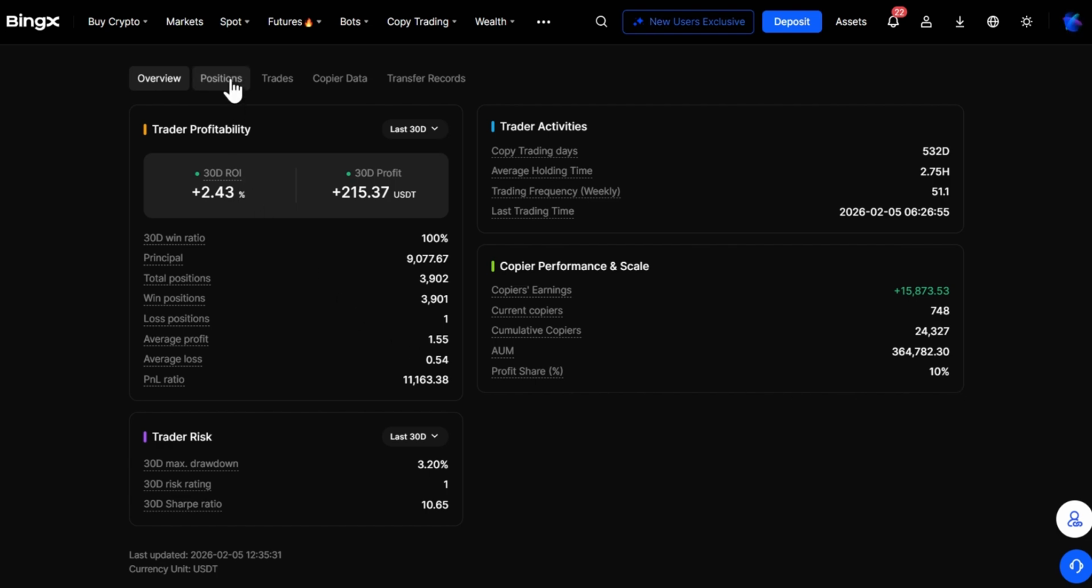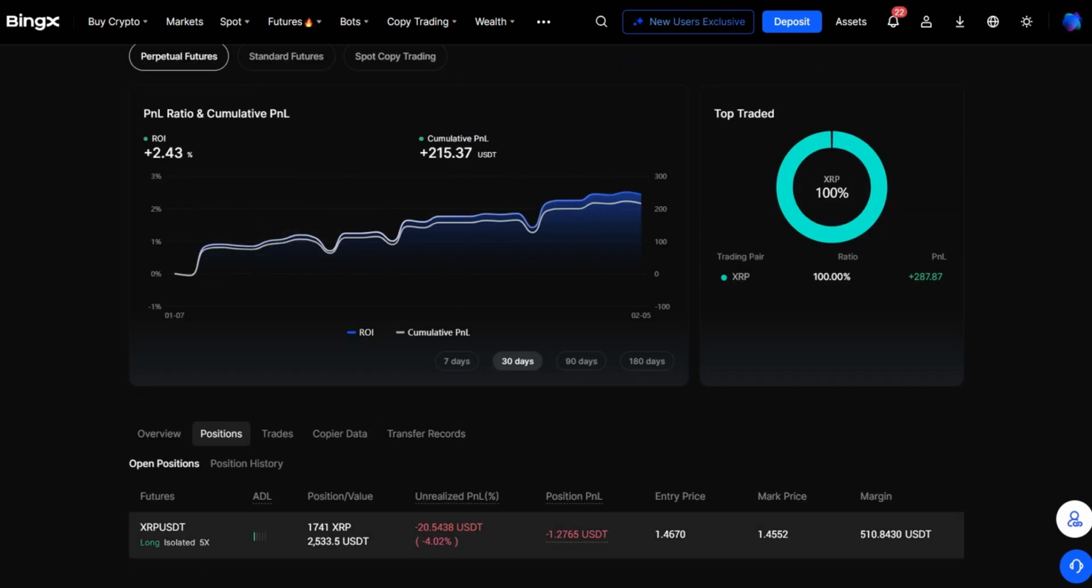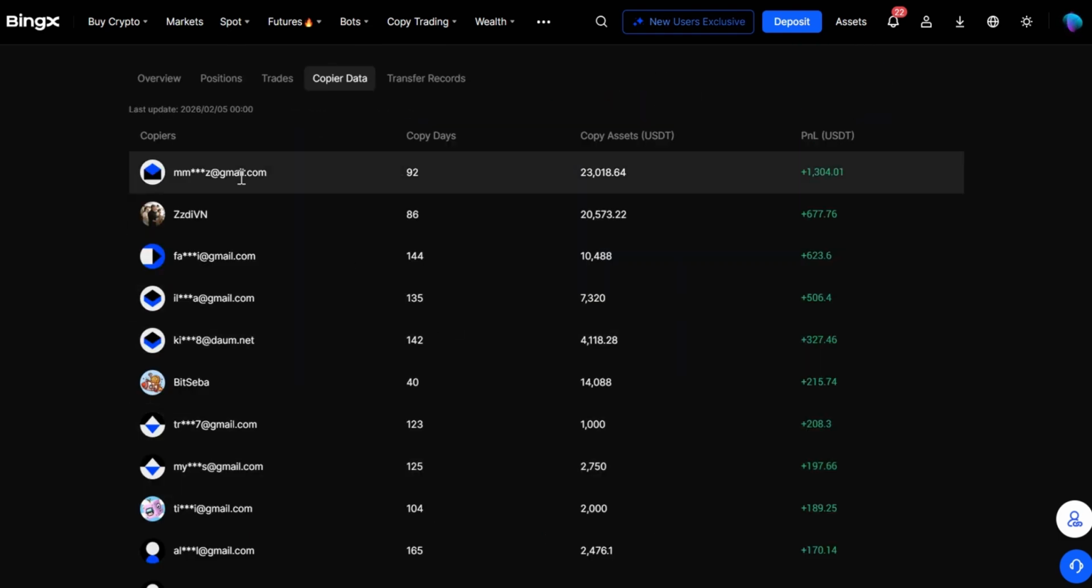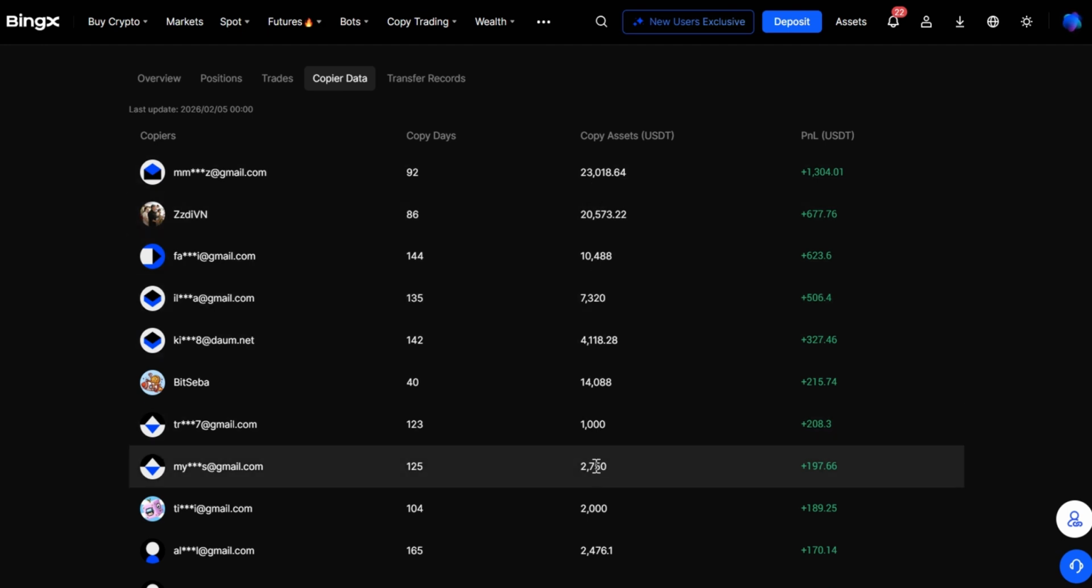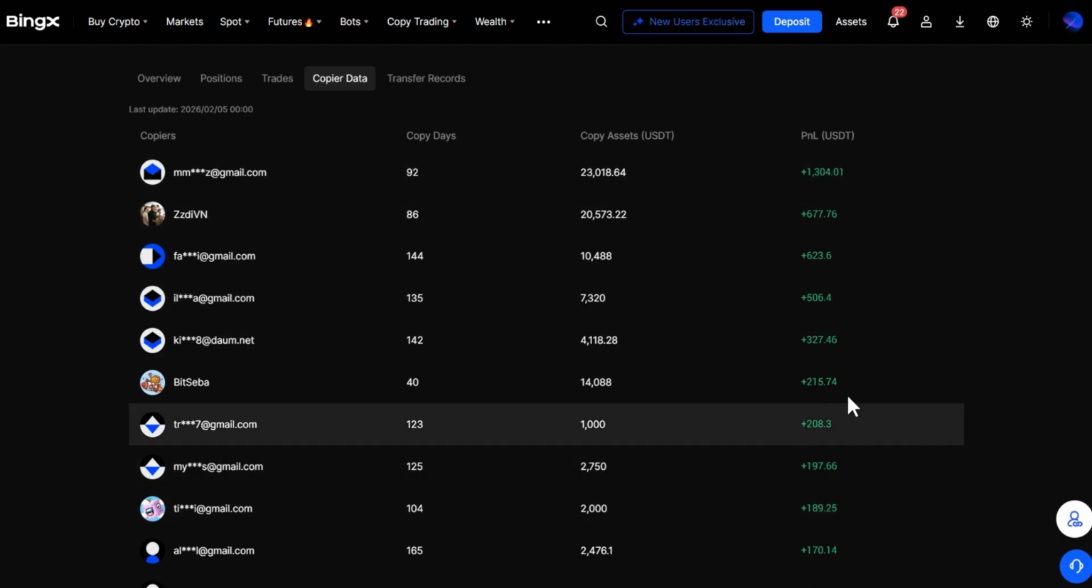Under active positions, you can see their current open trades. Under copier data, you can see the names of people copying them, how many days they've been copying, their copy asset amount, and their PNL. This gives you real social proof of whether this trader is actually making money for their followers.